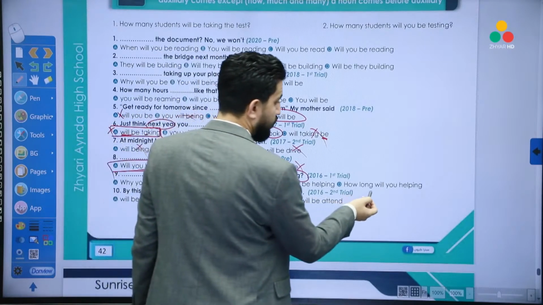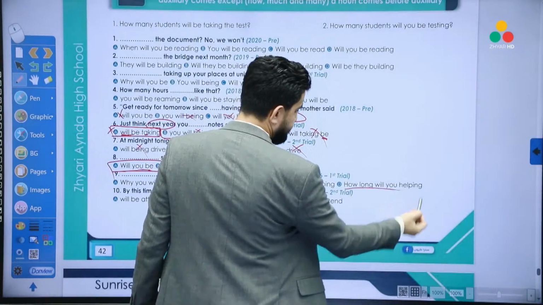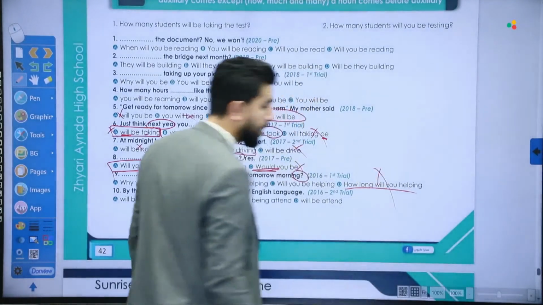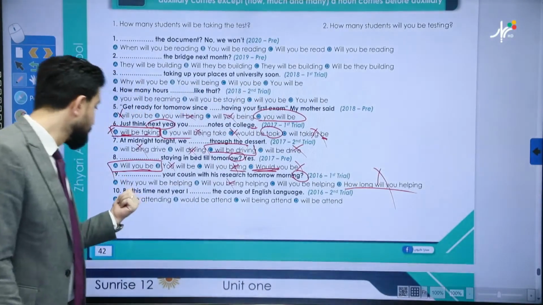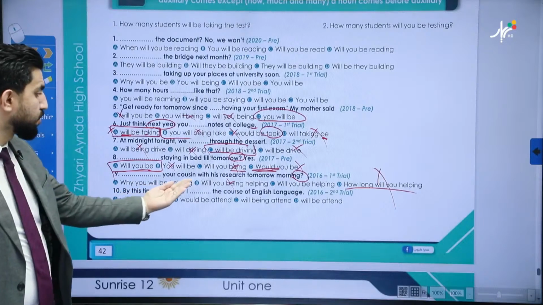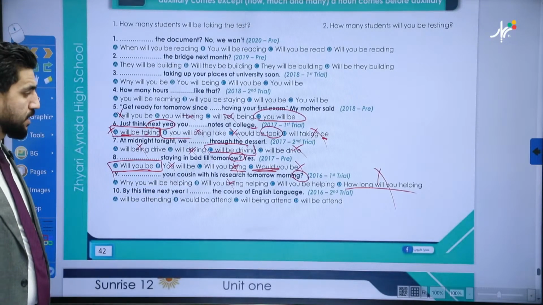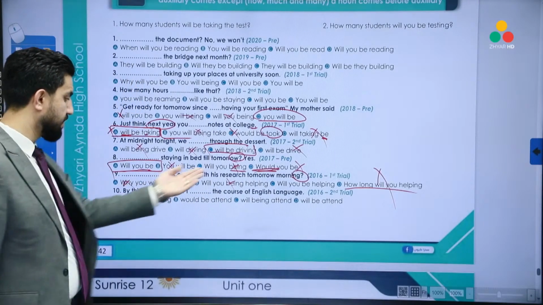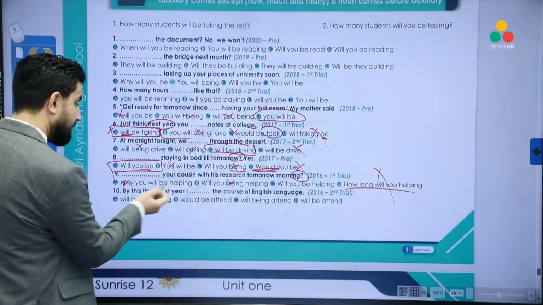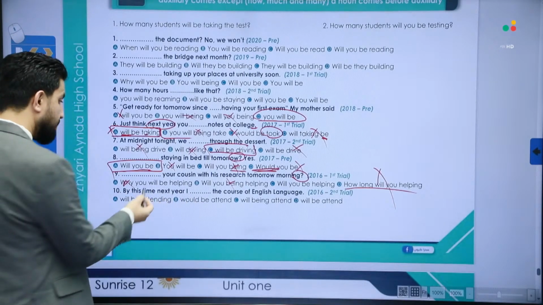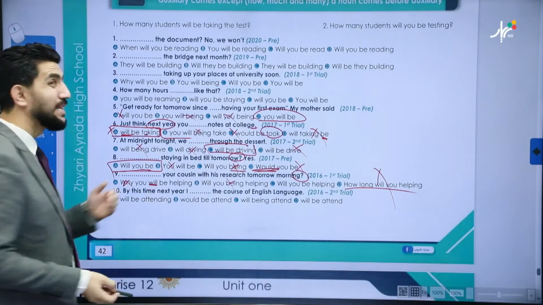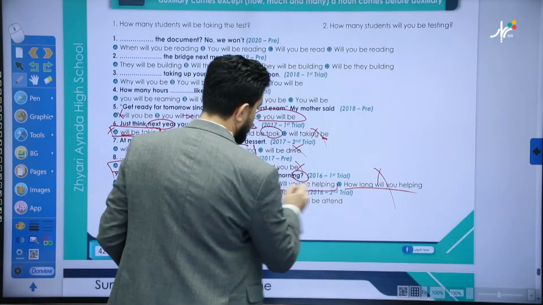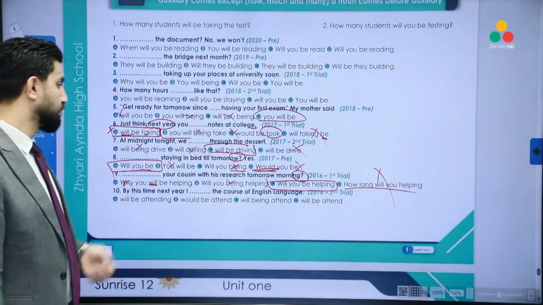Will you be helping? How long will you be helping? Is this correct? No. Why? Because there's no be. Where's be? No, we don't have it. It's wrong. This one is also wrong. Why you will be helping your cousin with his research tomorrow morning? And will you be helping? Why do we use why? Do we have any answers there? No. But even if why was there, it still wouldn't be correct. The reason is that it must have been why will you be helping, not you will be. So the answer would be this one: will you be helping your cousin with his research?